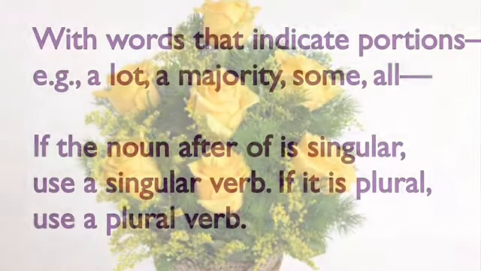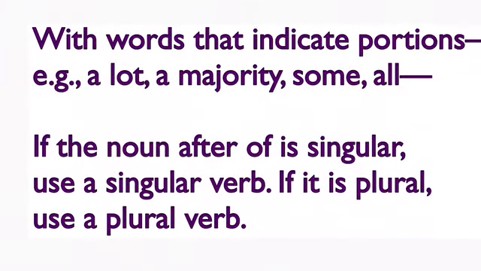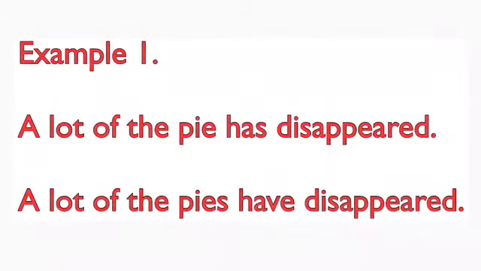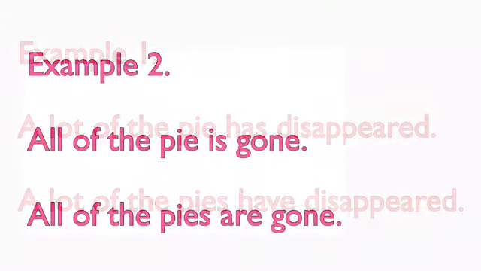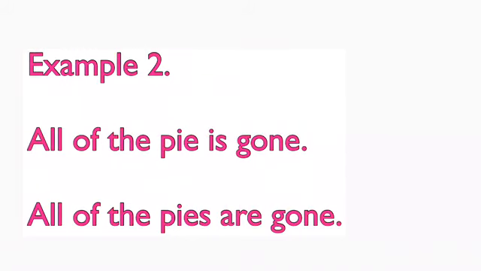Now here is another significant rule. When you use the phrases a lot of, a majority of, some of, or all of, you may be confused as to which form of the verb to use, whether to use the plural or the singular. So here what you need to know is, if the noun following the word of is singular, then use a singular verb. If it is plural, you can use a plural verb, as you can see in the examples given here.